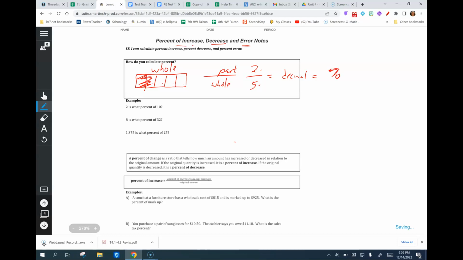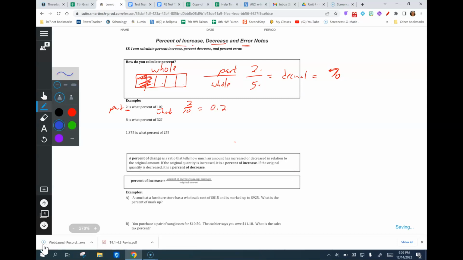Okay, so 2 is what percent of 10? So 2 is the part. 10 is the whole. So I have 2 out of 10. Now this one you can just change to a decimal, but you can always just take 2 divided by 10. Remember, fraction is just division, and you're going to get 0.2.